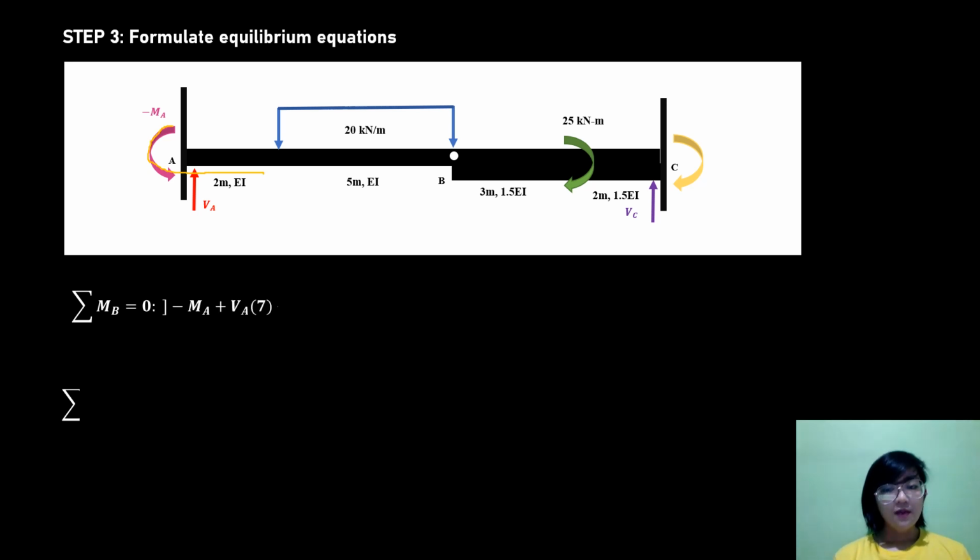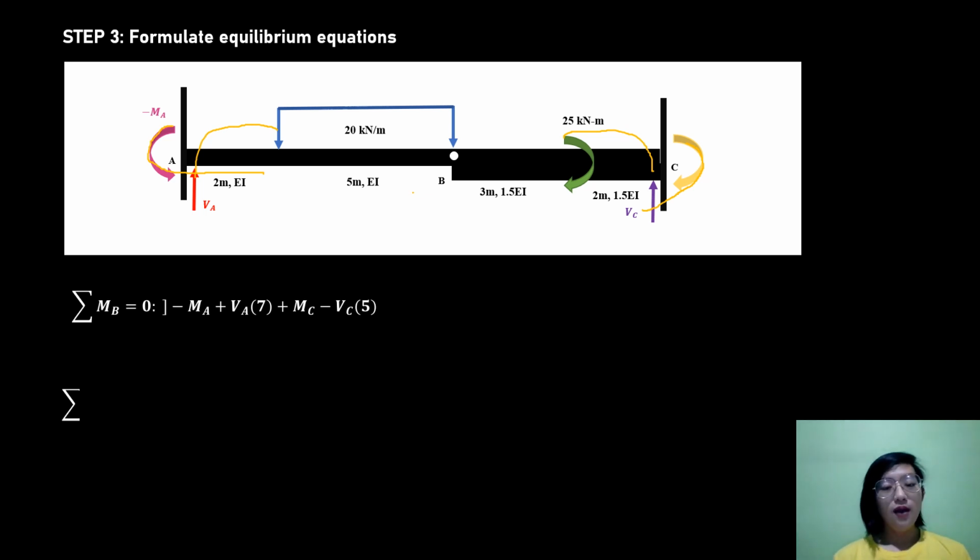Next is, yung VA naman. Clockwise siya. Clockwise, so, positive 7 times yung distance, which is 7. Next is yung MC naman. Clockwise. Papunta dun sa point B. So, positive MC. Next is VC naman. Counterclockwise, so negative siya. So, negative VC times yung distance, which is 5.